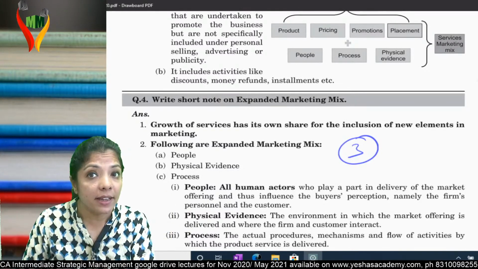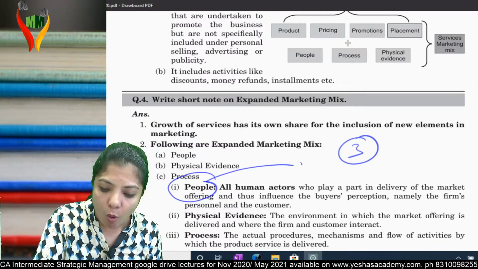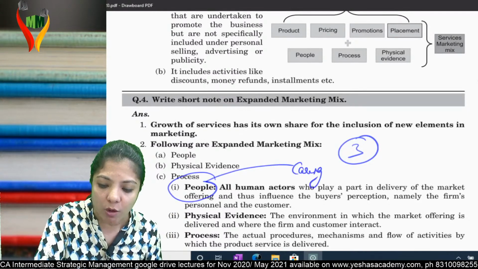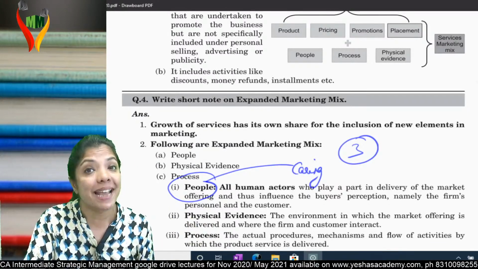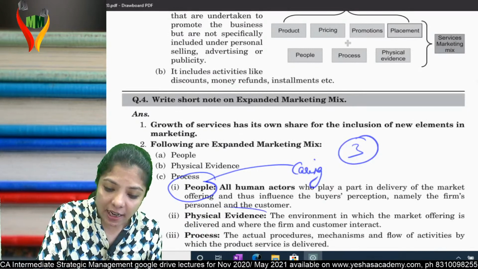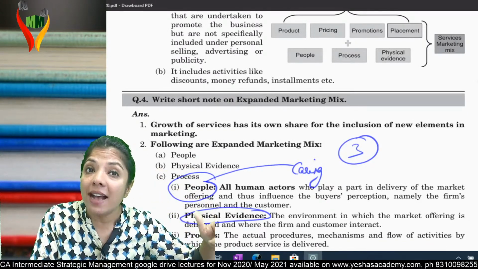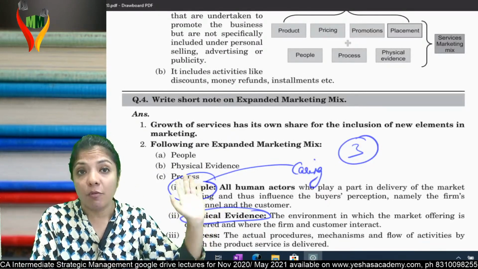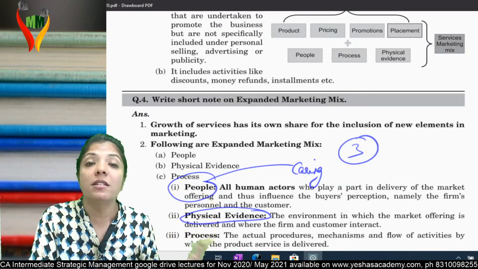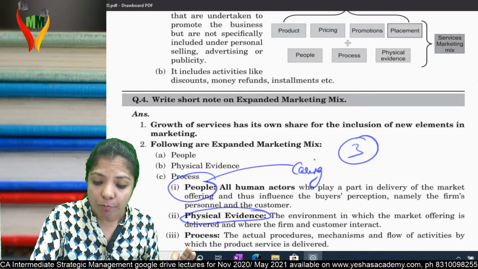Then physical evidence. See, if I say people over here should be caring, if I want to convert this 3P into 3C, people over here should be caring. Then physical evidence. Physical evidence is a place where the service provider and service receiver meet. So you must be saying, ma'am, that's the place where seller and buyer meet. What is the difference? There the place is for convenience, but here it should be comfortable.